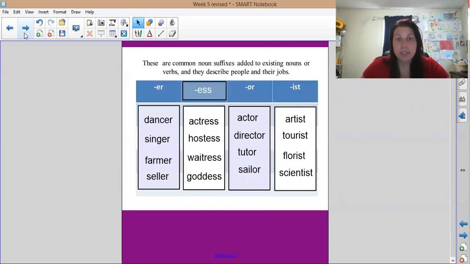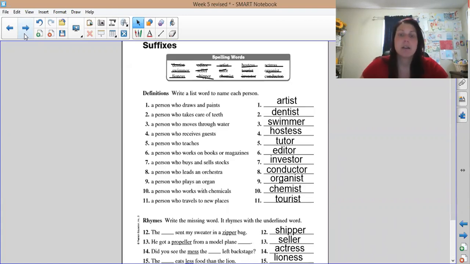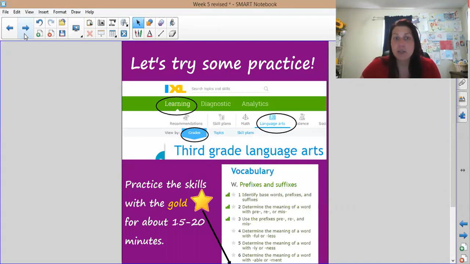We went over our suffixes, okay, for spelling, and I told you that we're basically doing the same layout that we did for our skills booklet. We just kind of blew up the pages, okay? We did those endings, suffixes come at the end. Remember we did prefixes a little while back. Those came at the beginning. And then you had some IXL skills practice to do with our gold stars.